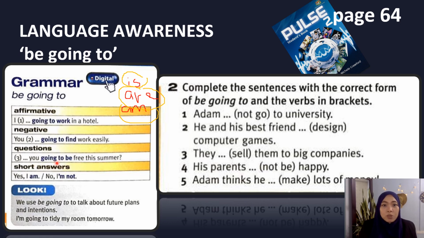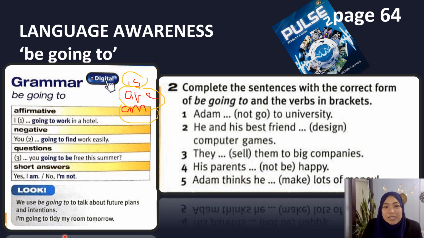You. So what do you use? Is or are? Are you going to be free this summer? So the word going to is placed next after you. Okay, not like this one. The first and second one, it is placed after the verb to be. Alright, is going to, are going to. But for questions, are you going to be free this summer? So you just need to exchange the place a little bit.